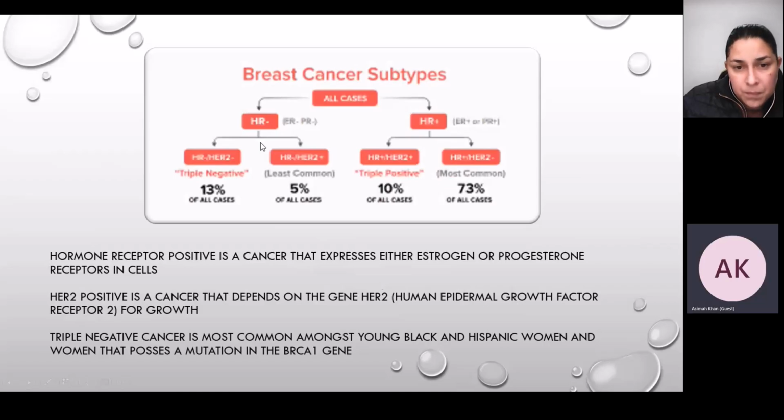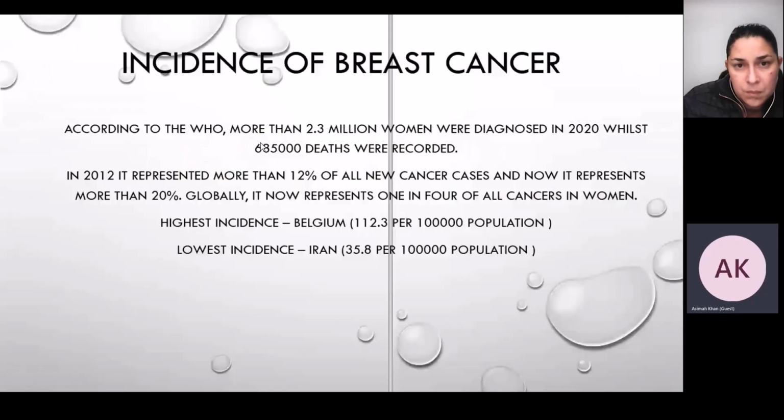The incidence of breast cancer, according to the WHO: more than 2.3 million women were diagnosed in 2020, whilst 685,000 deaths were recorded. In 2012, it represented more than 12% of all new cancer cases, and now it represents more than 20% globally. Globally, it now represents 1 in 4 of all cancers in women. The highest incidence of breast cancer was found in Belgium, with 112.3 per 100,000 population, and the lowest incidence was found in Iran, with 35.8 per 100,000 population.